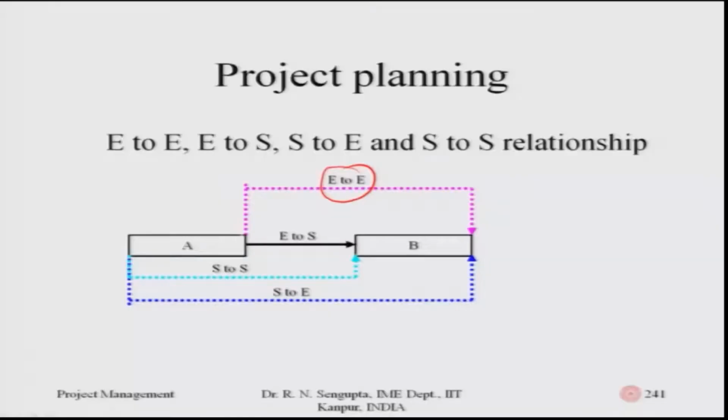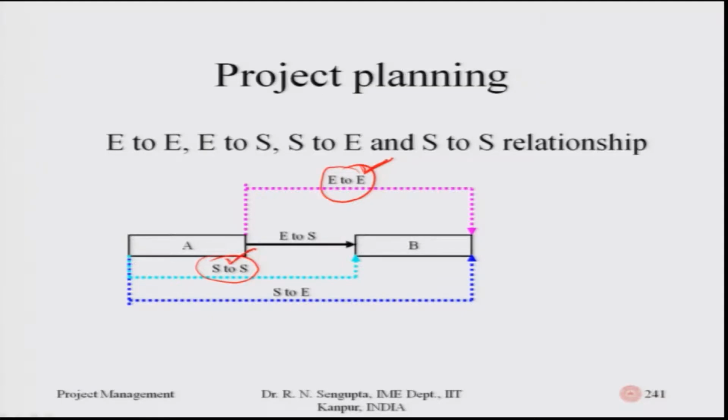The third concept is start to start, which is shown in this greenish blue arrow. It means that the starting of A and the starting of B are linked to each other with the number of days. It has no mention about the ending of A and the ending of B. Like in the first one, where the ending of A and ending of B were linked, here it is the start of A and start of B which are linked together.